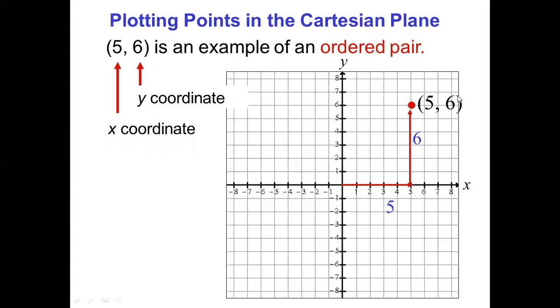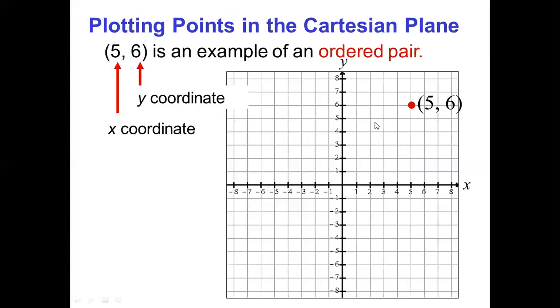My coordinate always starts with x and then y. Remember it with the alphabet: x and y, x and y. It always begins with x and then y. When you plot or find a coordinate on the graph, you have to look for the x first and then the y. This is called an ordered pair.